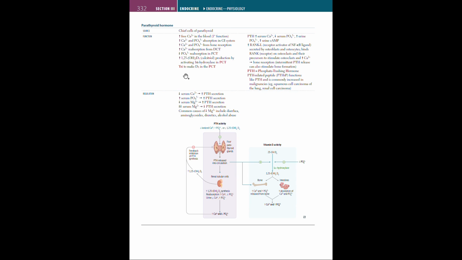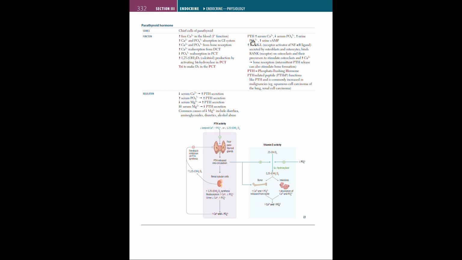Try to make D3 in the PCT. So it's a mnemonic to remember. Basically, this is the one you need to break down the vitamin D so that the calcium can get absorbed. I hope that's right. You can check again on the internet, or maybe you know.